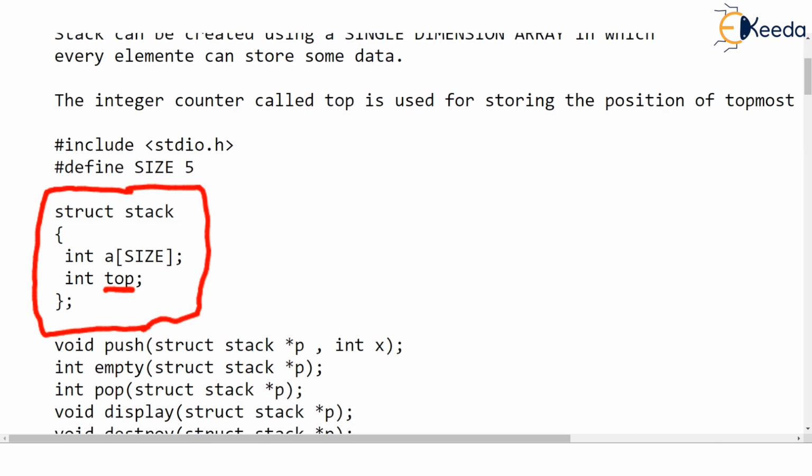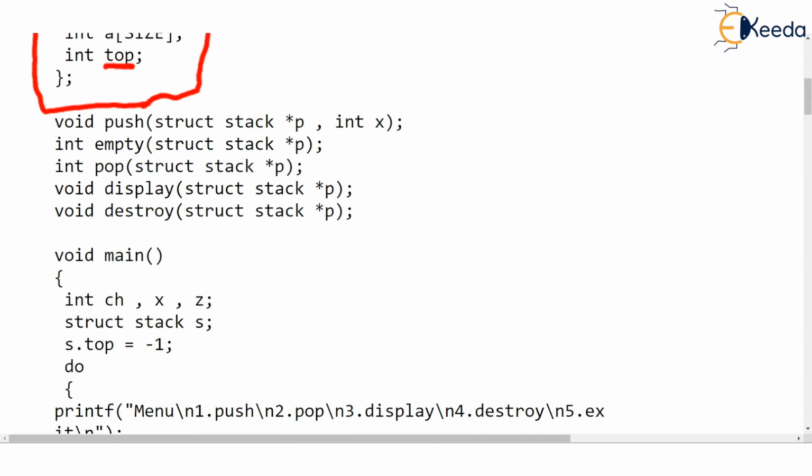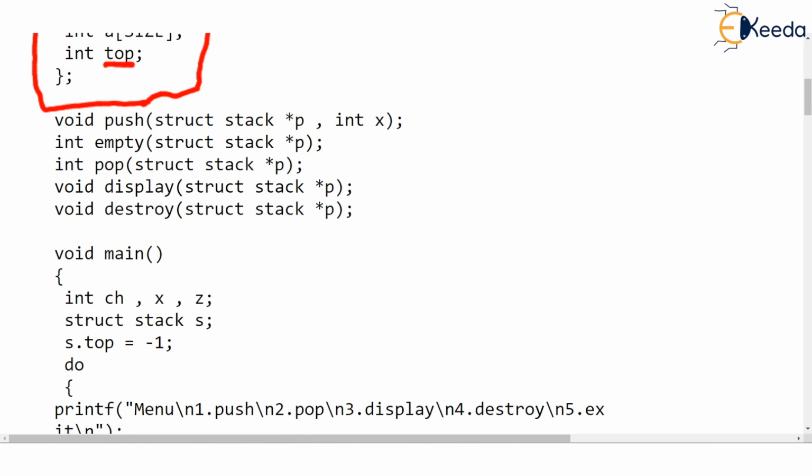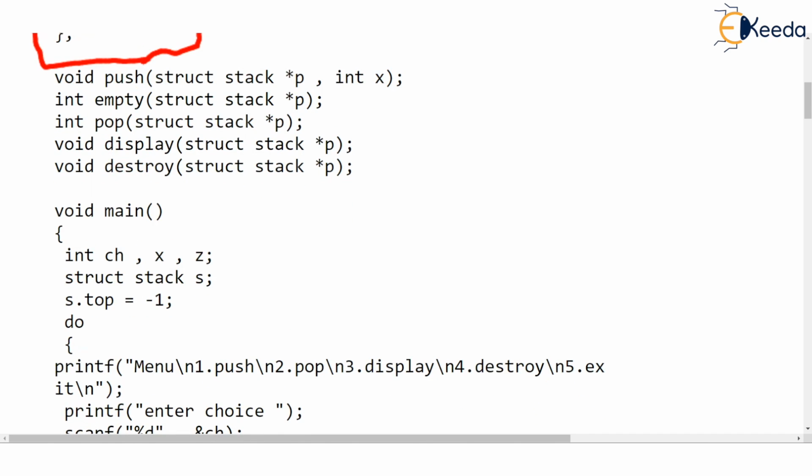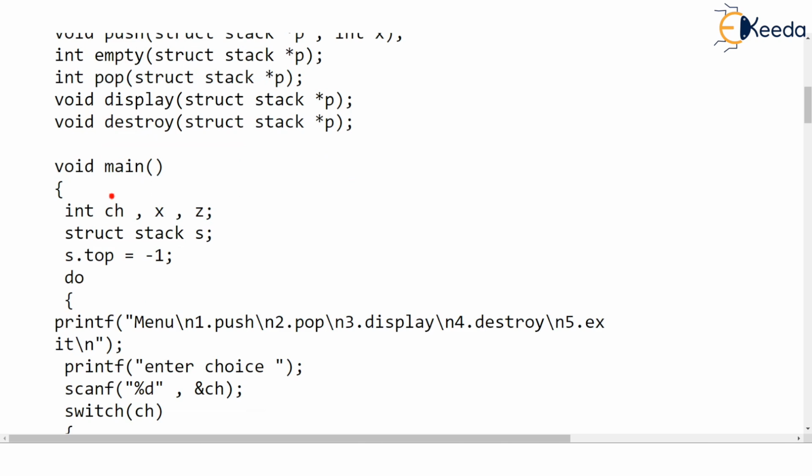Now let's have a look at main before we see any operations like push or pop. Because after all, execution of the program will start with main, and we have declared some extra variables ch, x, z and so on, which will be helpful later on. But the major line over here is struct stack s. You read this as s is a variable of type stack, just as you read x as a variable of type int. Like that, s here is a variable of type stack.